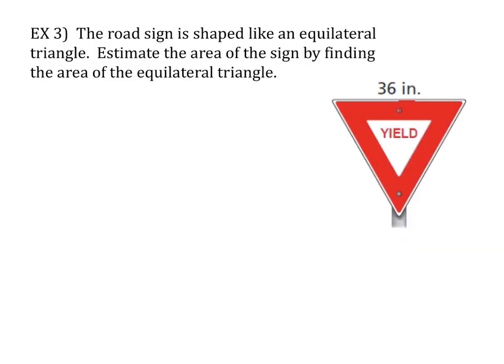All right, let's take a look at our first of 2 real-world situations. We've got a road sign shaped like an equilateral triangle. Estimate the area of the sign by finding the area of the equilateral triangle. So we're going to need to split this triangle into 2 congruent 30-60 right triangles, which we've already seen in a previous example.